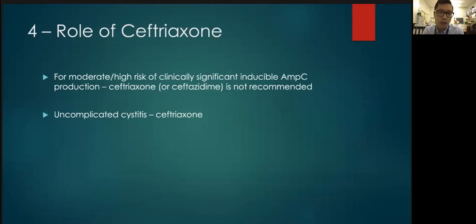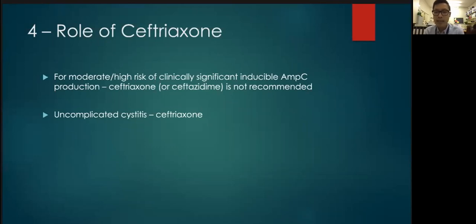And in looking at the role of ceftriaxone for AmpC, the available data indicate that there's a significant risk for the emergence of resistance when ceftriaxone is used. And they suggest to generally avoid ceftriaxone.